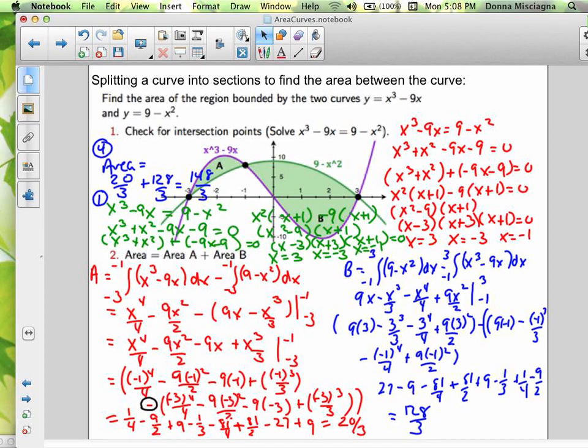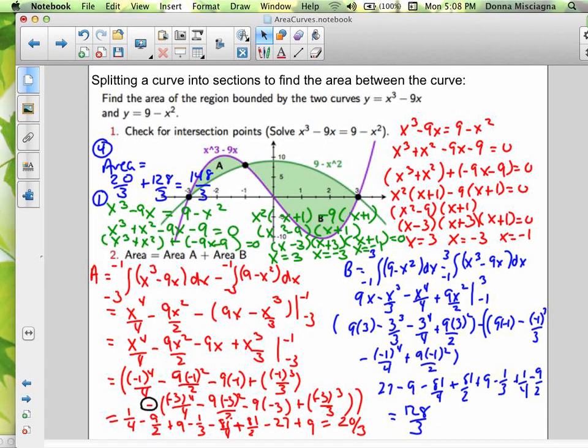So that negative 1 to the 4th power, that's just going to be 1/4, and then we're going to have minus 9 halves plus 9 minus 1/3, and then I just distributed the negative signs. So we have minus 81 over 4, and this would be a minus, and then we have a plus, right?